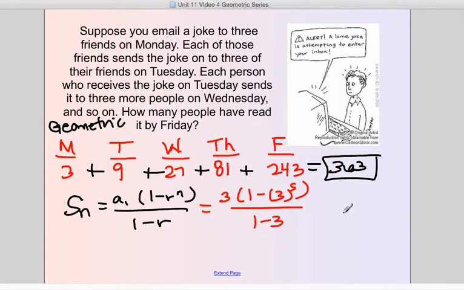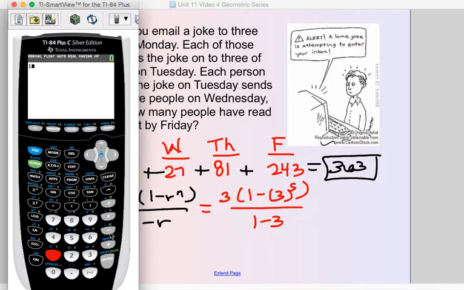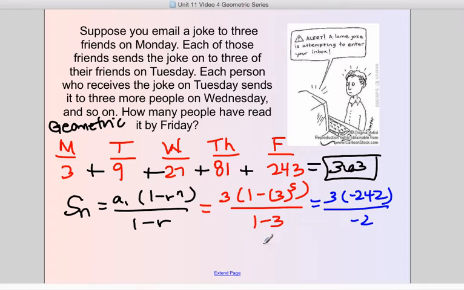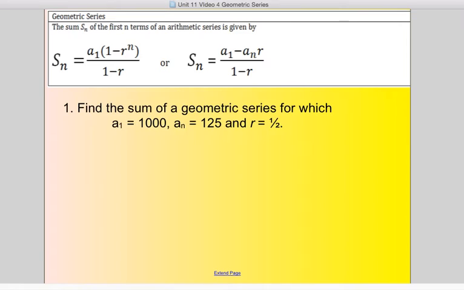Okay. When you calculate this, do what's in the parentheses first. So it would be 1 minus 3 to the 5th, which gives us negative 242. So I would have 3 times negative 242 over negative 2, which gives us 363. Okay, so this shows you can either use the equation or you could go ahead and write them all out and solve it. So here are our equations.